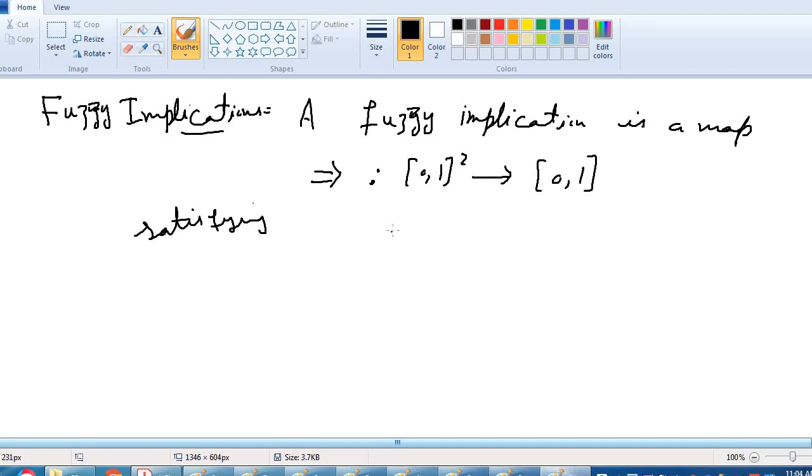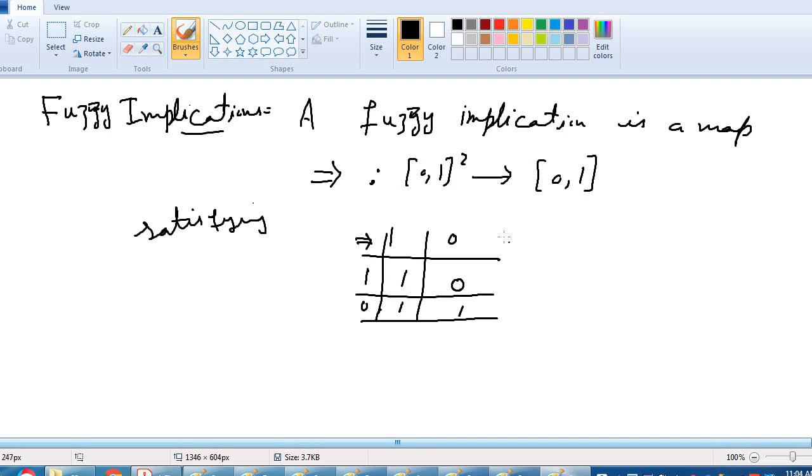this table. Here we have 1, 0. Here is the table. Here again we have 1 and 0. There is the fuzzy implication. So in this table, if we apply the fuzzy implication, we see that 1 implication 0 is 0, otherwise all are 1 in this table. So if these conditions are satisfied, then we say that this is a fuzzy implication. This map is called fuzzy implication.